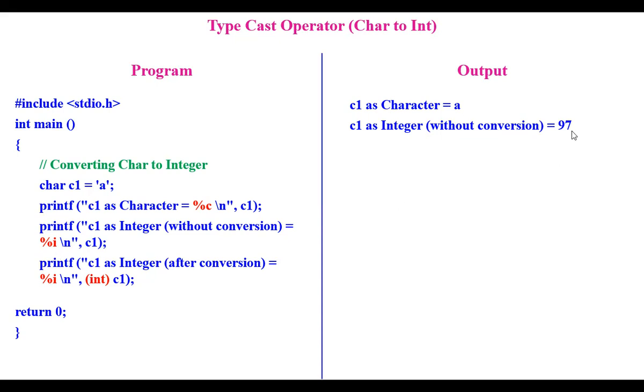Now suppose I have converted this character into integer intentionally. Let us see what happens. Here also the same thing. So whether you did it or not, the compiler acts accordingly. The compiler automatically converts character into integer without our intervention. So we need not write this actually. The compiler takes the job. This type of conversion is called implicit conversion because it is done automatically without our intervention.